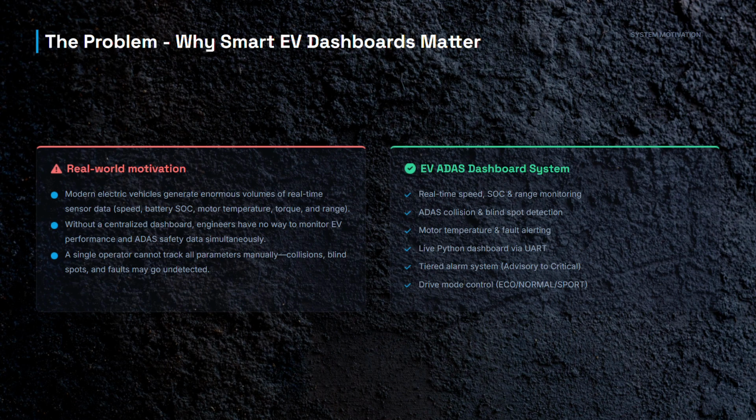In our EV ADAS dashboard system, we'll have real-time speed, SOC, acceleration and motor temperature display, and then the collision and blind spot detection also. A blind spot is a region where your rear view mirrors won't show. Those regions will also be displayed in the dashboard so that you can see them, and if there is a chance of getting collided, it will give a warning also.